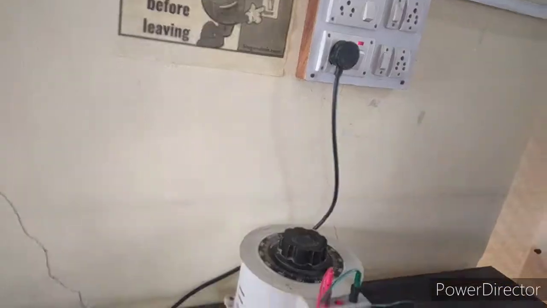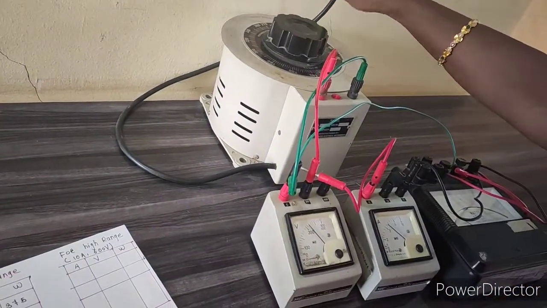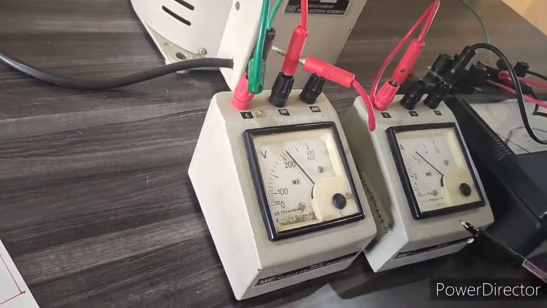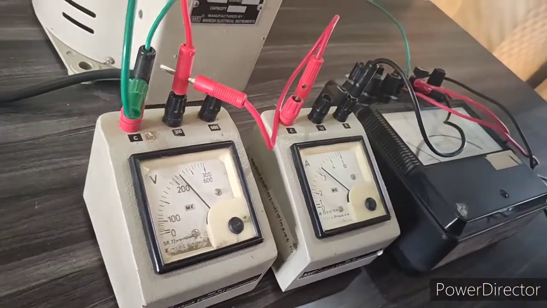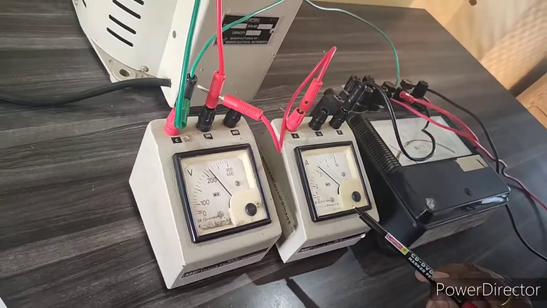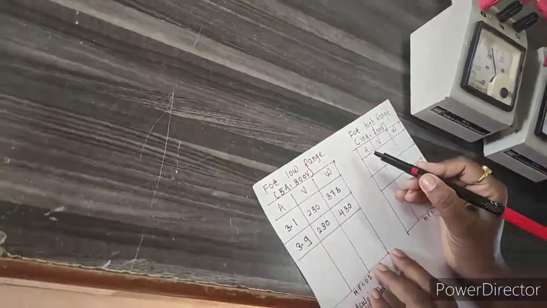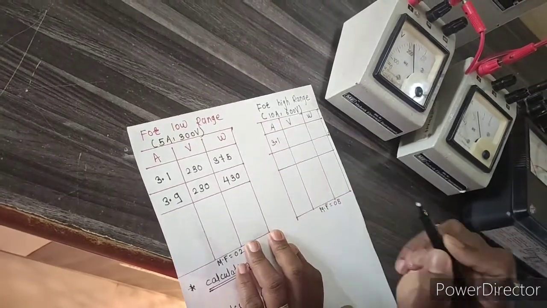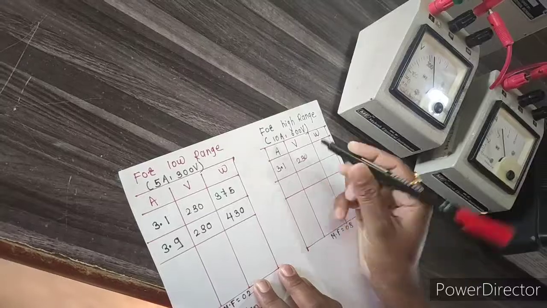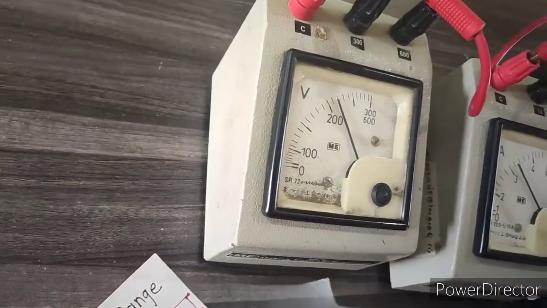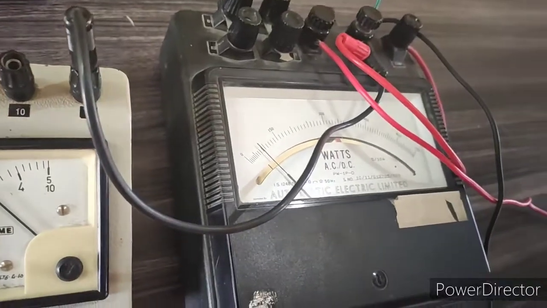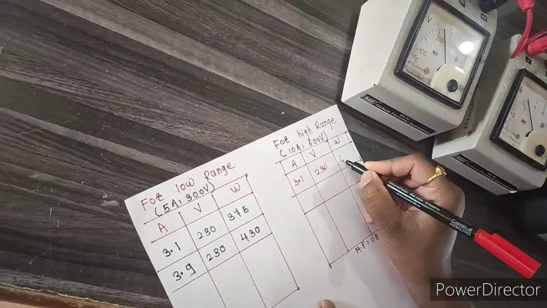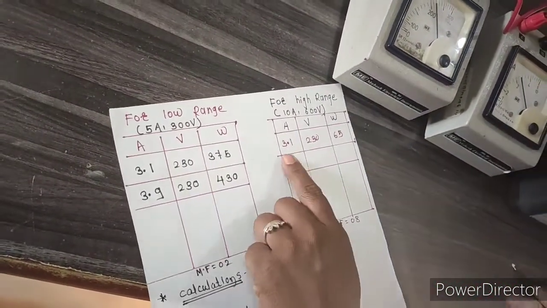From the auto transformer, I am again giving 230 voltage. For the load, as before, we have to take the readings of ammeter and wattmeter. For this load, the ammeter reading for the high range is equal to 3.1 ampere and the voltage is the same, 230 volt. We can see here 230 volt. And next is the wattmeter reading. As per the consumption of the load, the wattmeter shows nearly 65 watt. So this will be the first reading.